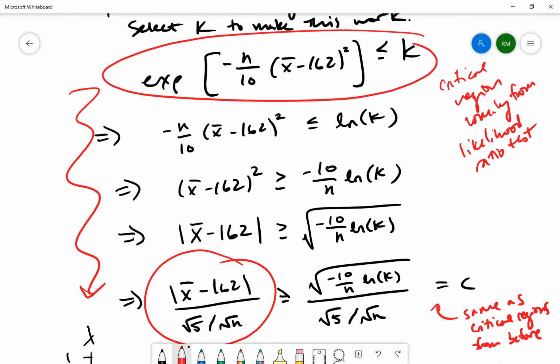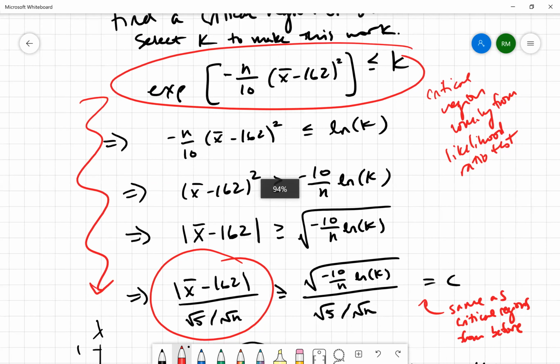So what this is showing us is that our previous ideas of what should be the critical region are actually the same as the critical regions for the likelihood ratio test. So we see that this new idea that we introduced produced the same kind of critical region that we were using before to reject the null.